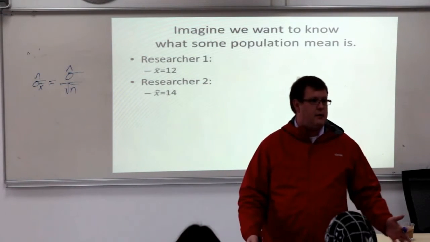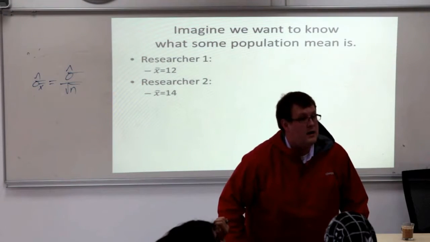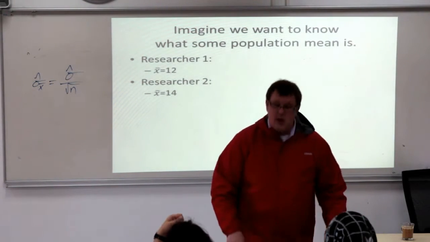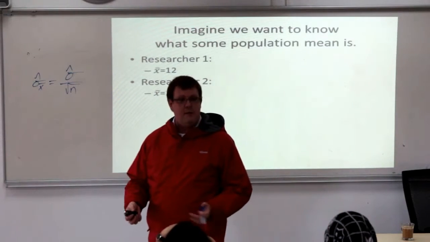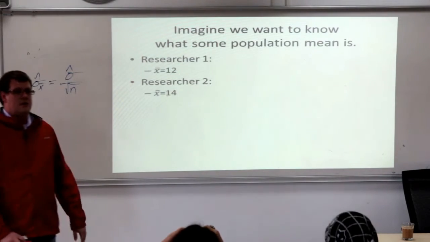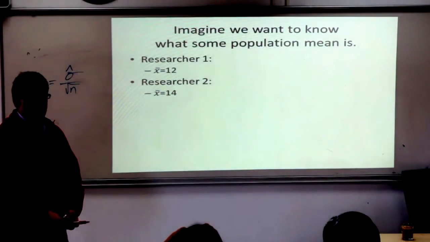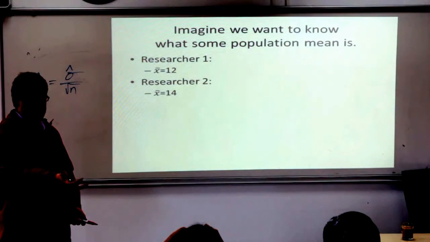Does anyone have an idea how we can do that? Do you have a question? No, can we combine the confidence intervals? Potentially we could combine the confidence intervals. But if we just want a point estimate, if we just want one value, 13. 13? The mean. How did you figure that out?